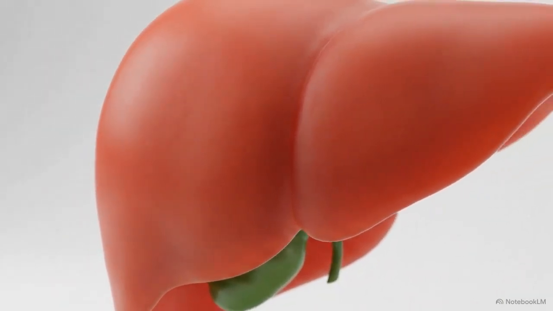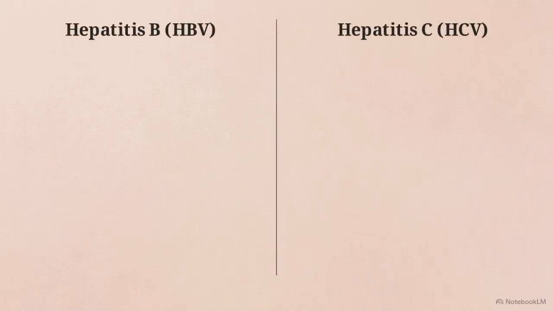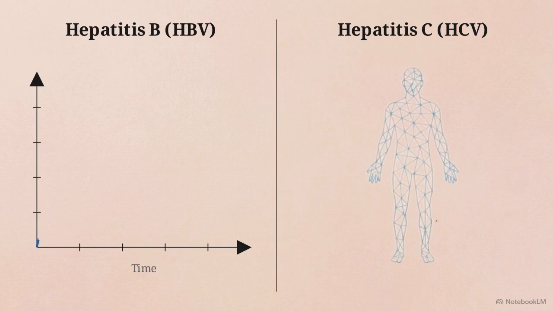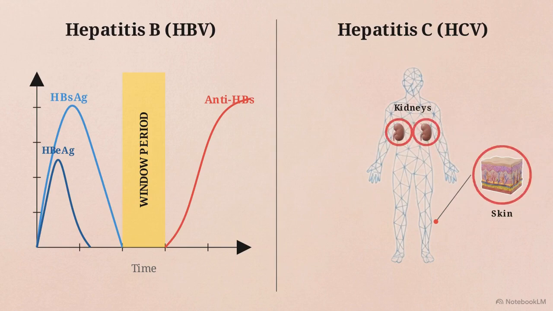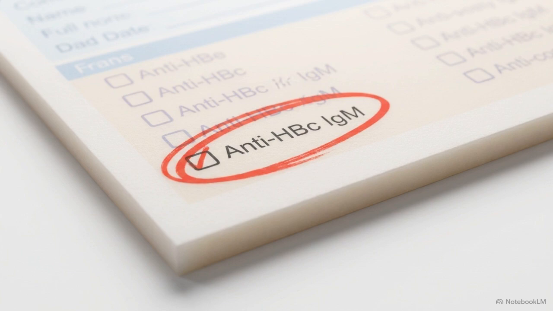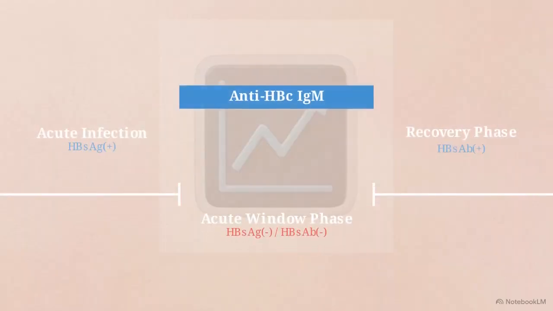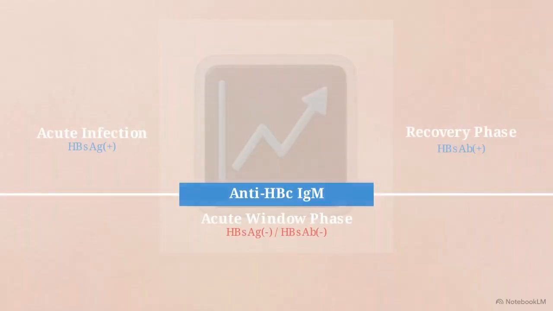We have isolated the two primary clinical challenges of viral hepatitis: the temporal invisibility of hepatitis B window period, mapped here on the left, against the systemic camouflage of hepatitis C, shown targeting the skin and kidneys on the right. The absolute rule for hepatitis B is to always isolate the anti-HBc IgM. It is the only metric that can close the diagnostic gap during the acute window phase.